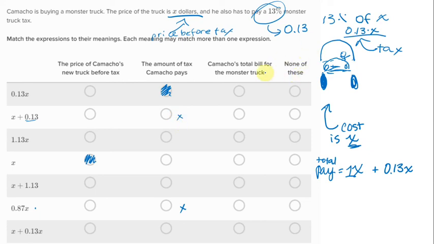Okay, Camacho's total bill for the monster truck, right here, the total amount he's going to pay is just going to be 1x plus 0.13x. And if I want, I can leave it like this to show that here's the cost of the truck, and this part right here is the tax. Or if I want, I can add these together so that I can see the total amount that he pays. So this will be 1.13x. I have like terms, so I can add these and these, and I would get that.